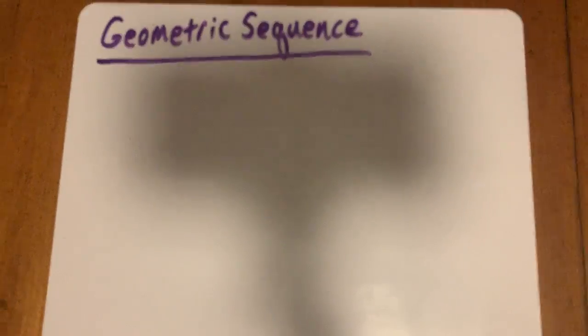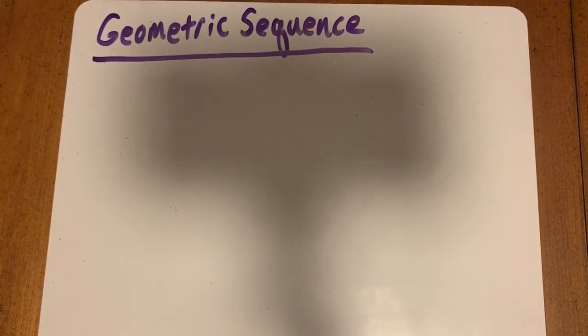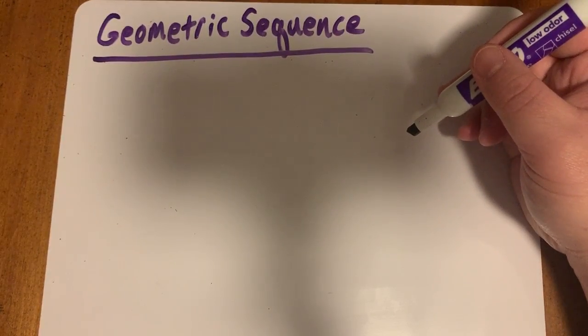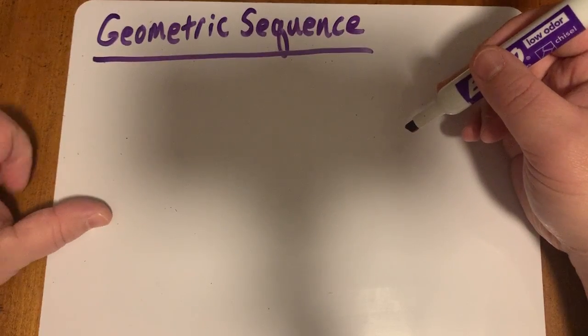Hey guys, last video we talked about arithmetic sequences and series. Today we're going to talk about geometric sequences. We'll hold off on the series until next week because I want to talk a little more in depth about that. It's a lot more complicated than the arithmetic series, rather. So a geometric sequence is like an arithmetic sequence except the pattern's different.